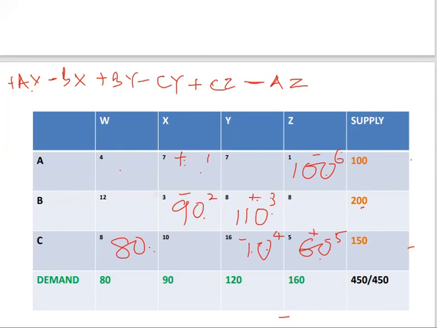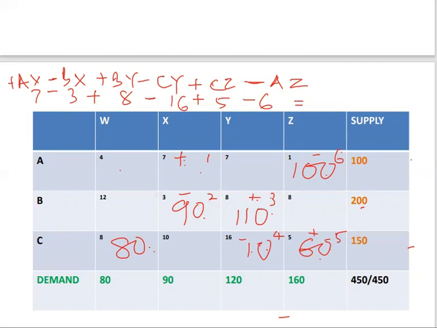So this will be 7, right? What's BX? Okay, 7 minus 3 plus BY 8, minus CY 16, plus CZ, which is 5, then 5 minus AZ. 7 minus 3 gives 4. 4 plus 8, 12. 12 minus 16, that's minus 4. Minus 4 plus 5.